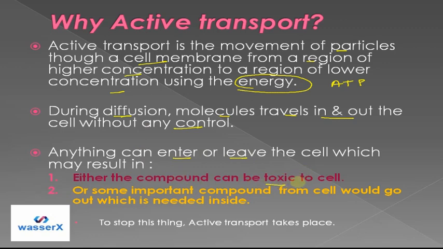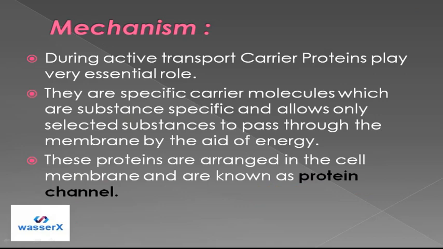If the entering compound is toxic to the cell, it will poison the cell. Or some important compounds will leave the cell which are already needed inside. An example can be the sodium ion, right? So to stop all these things, active transport takes place. Now let's see what active transport is.